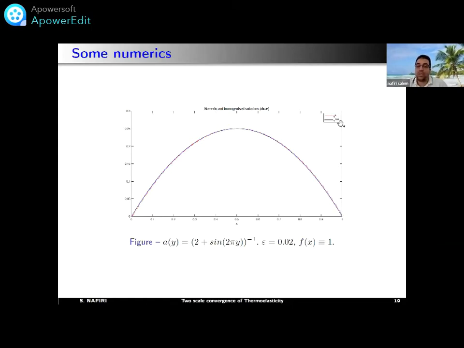So this u epsilon retains and remembers the character of its coefficients. The structure and the character of the coefficients appear in the profile of the solution u epsilon. Here I consider f equal to unity, and A of y is as shown. This is one thing. Now I will go over thermoelasticity.